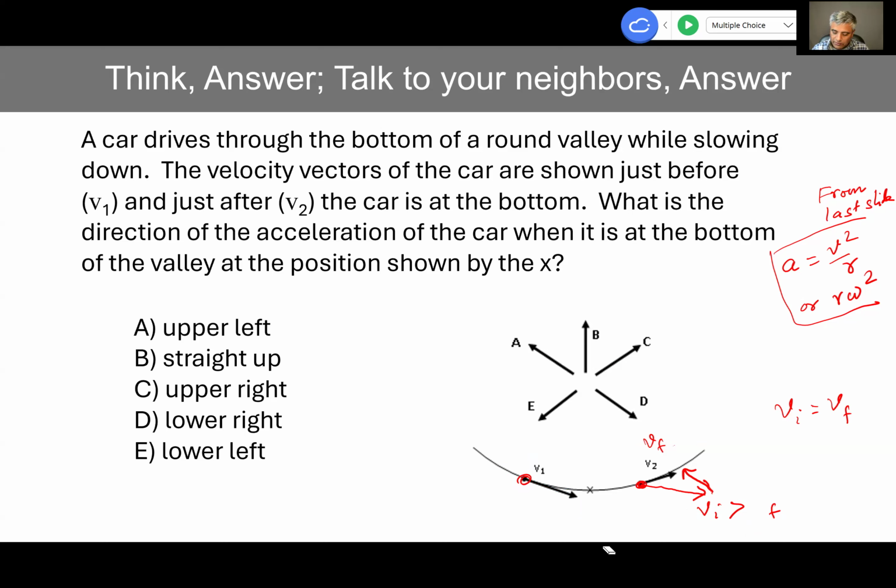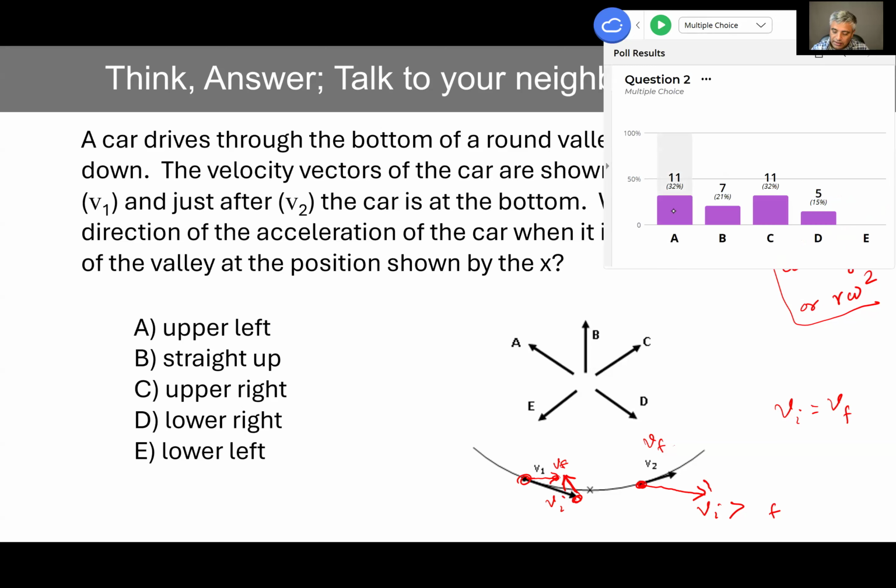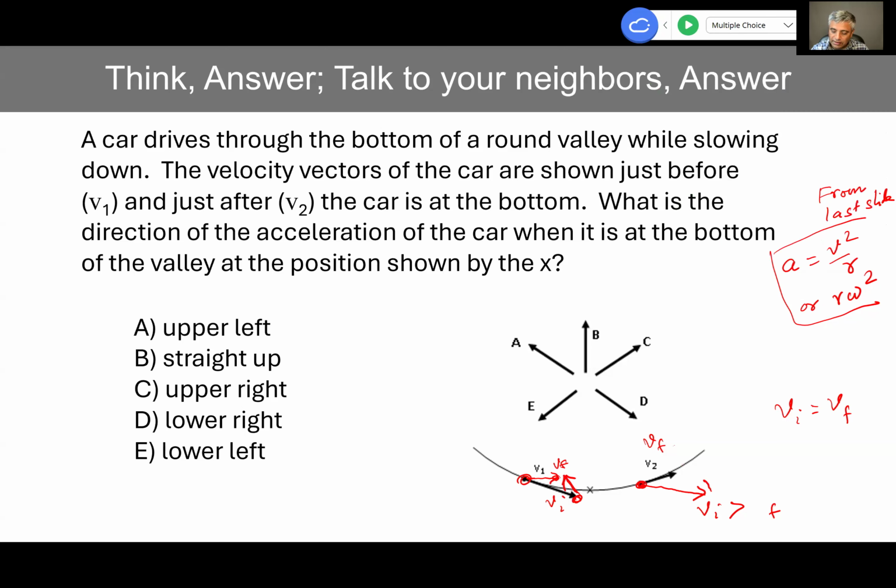And if you are wondering, what if I draw B2 over there? B2 is almost horizontal, but shorter. If I draw that, it's still going to be the same. BF, BI, so from the tip of VI to VF, it's pointing in that direction. Okay. So that's why A is the correct answer in this case.